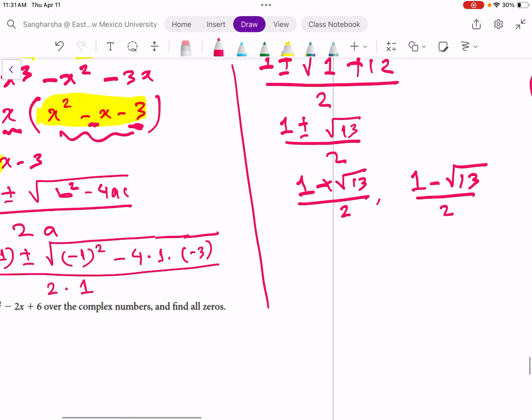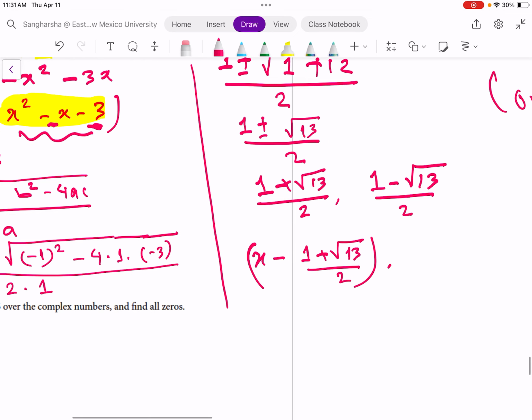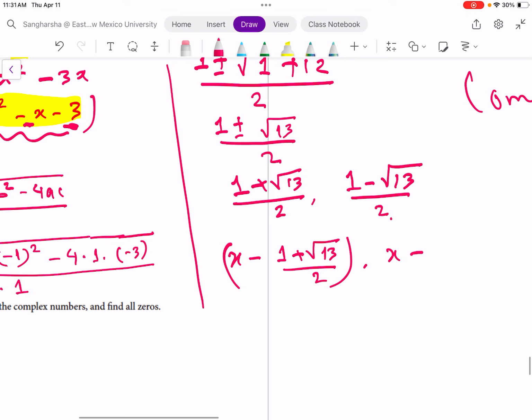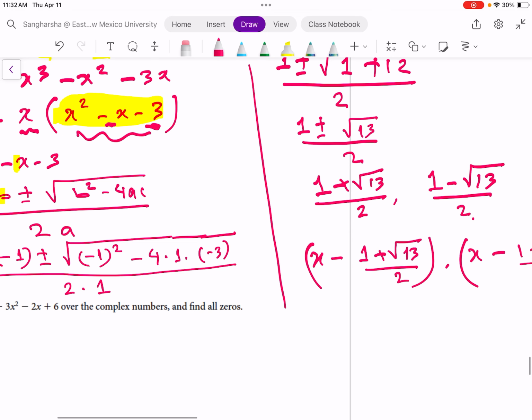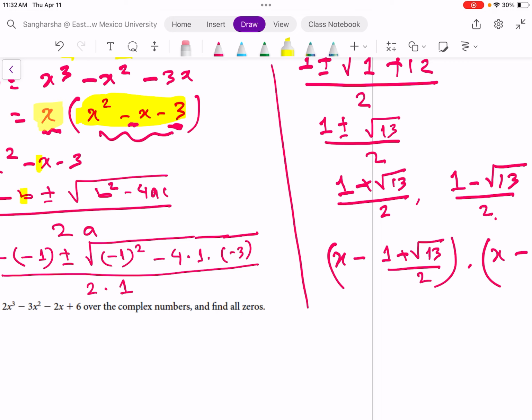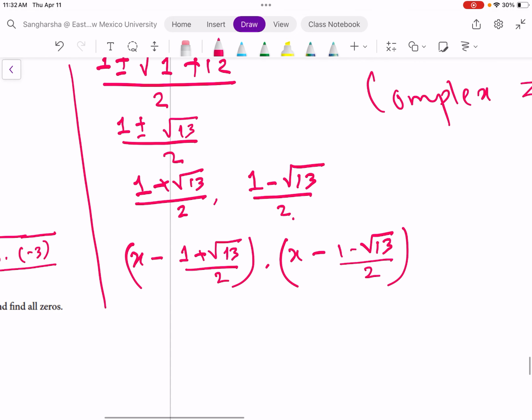And to write down the factor, you do x minus this number. X minus (1 plus root 13) divided by 2 is one factor. The other factor is x minus this number, (1 minus root 13) divided by 2. So we have two factors, and we already know one factor is x, right? So we have x here, and this is our p of x. It means we have our p of x in factored form. So we have 3 factors here.